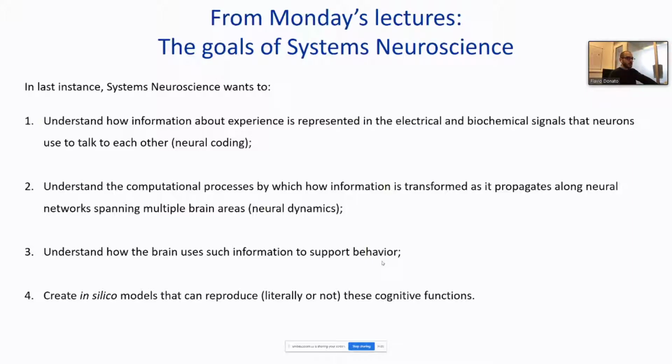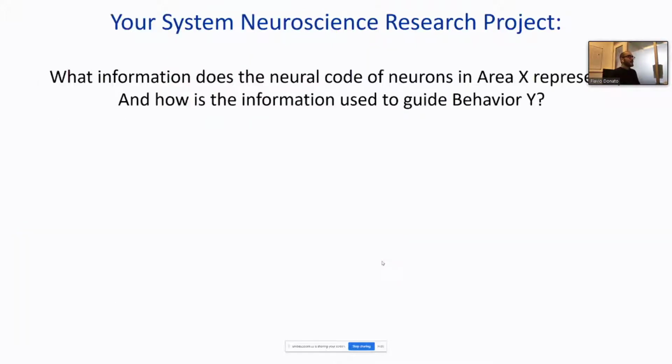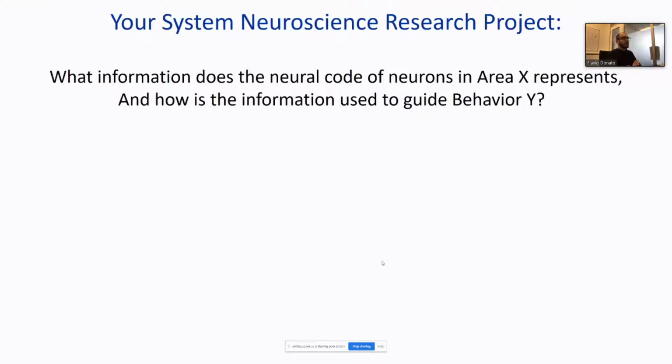of this cognitive function. Today, we're going to try to tackle the question of how in the lab we understand how the brain uses information to link to behavior. In particular, we try to answer a question which is at the basis of your systems neuroscience research project when you will come to the lab and start your PhD with us. That is, you are curious to understand what information the neural code of neurons in area X represents, and what type of behavior is actually supported by the activity of these neurons.